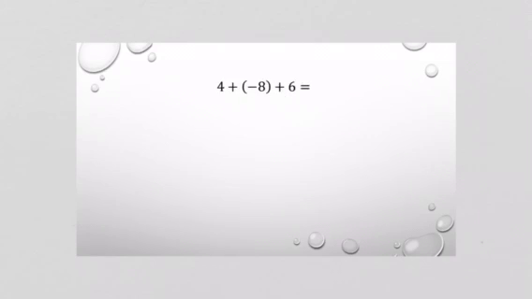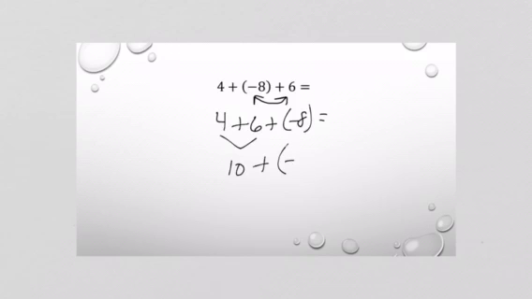Okay, our next problem, I want those positives to be together. So I'm going to switch these two numbers using the commutative property. And I get 4 plus 6 plus negative 8 equals, well, 4 and 6 is 10. 10 plus negative 8 equals 2.